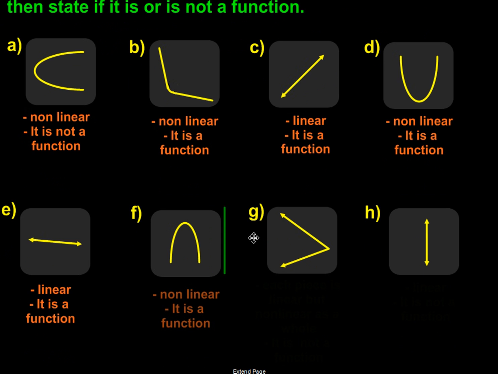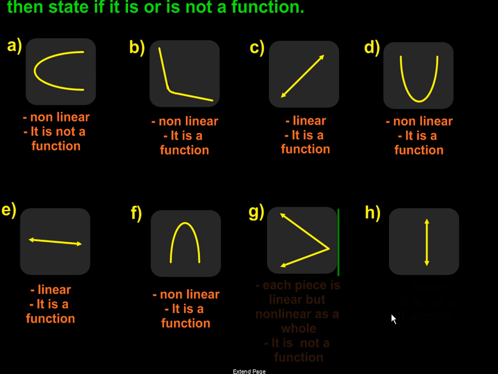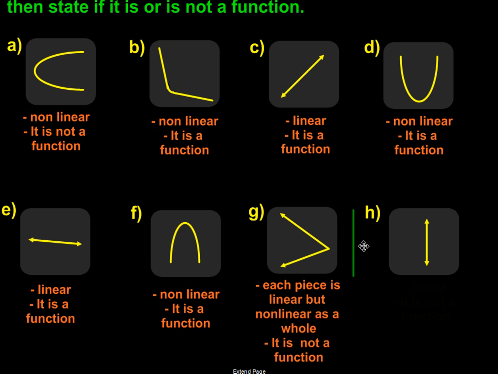If we look at G, G is interesting because each one of these pieces is an angle, and an angle is made up of two rays. Each one of these would be linear, but connected together the way it is, it's not linear, and it does not pass the vertical line test. So it's not a function. And H immediately fails the vertical line test, so it's not a function, but it is linear.